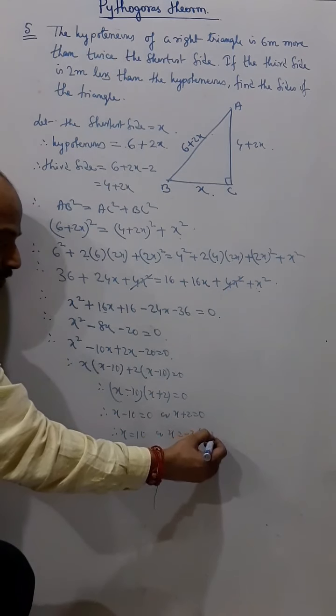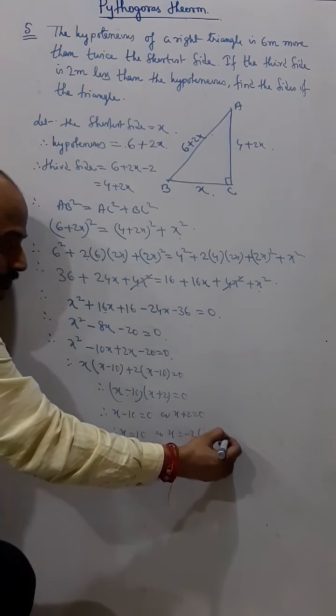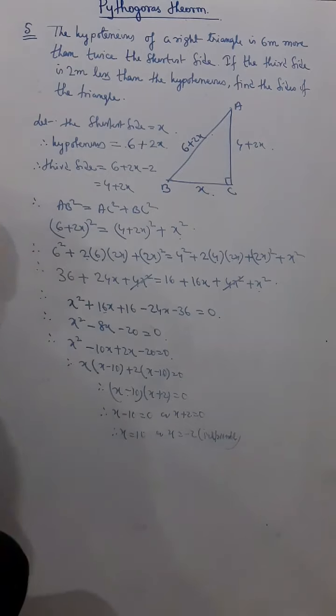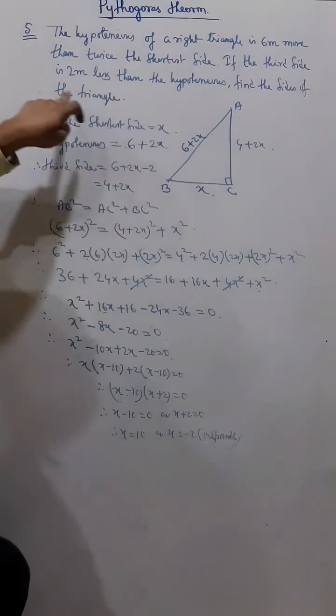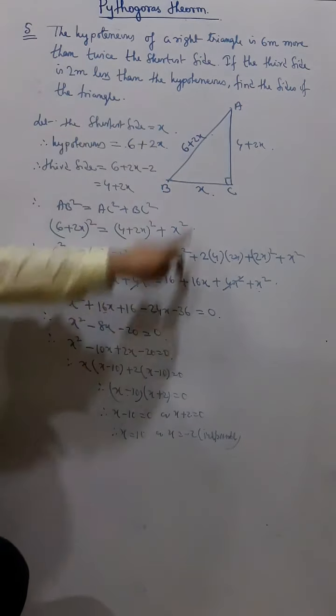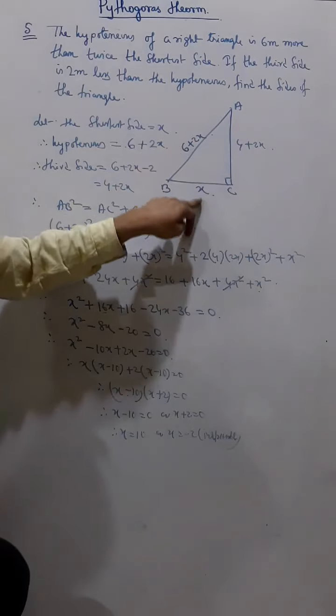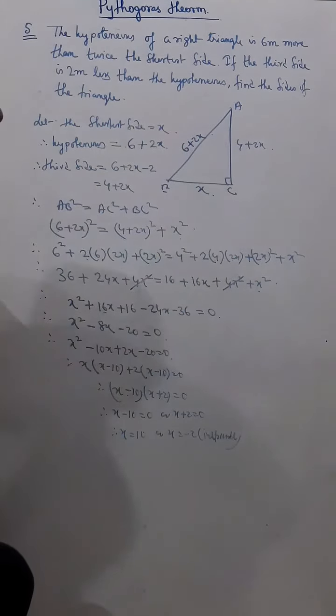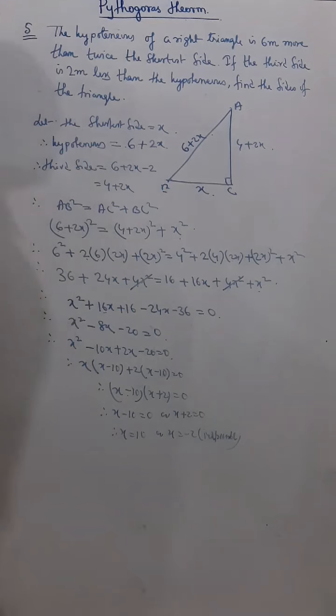Again, minus 2 will be impossible because a side cannot be negative. And they told us to find the sides of the triangle. Now we can put the value of x in all these three sides and we can get all the three sides, and that will be our answer. Okay, understand?